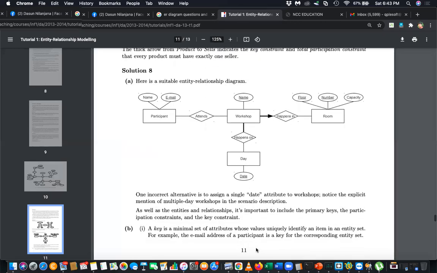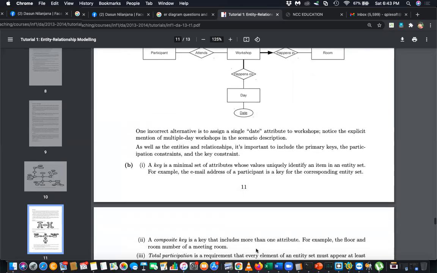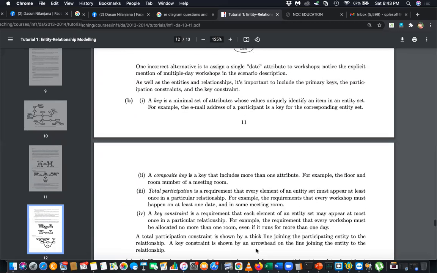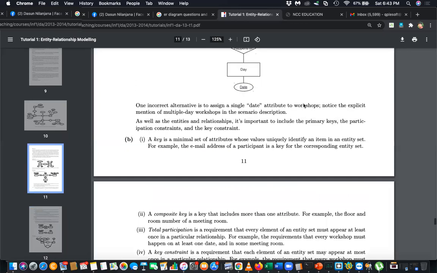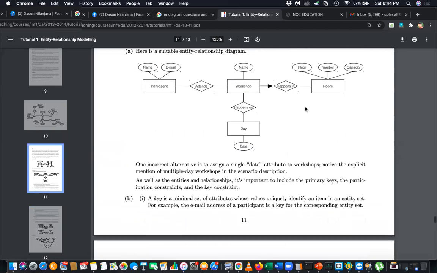Right, then about the theoretical part. It's asking about the key. You can mention why one incorrect alternative is to assign a date attribute to workshop. Notice it explicitly mentions multiple day workshops in the scenario. So this is what I said. So you can mention a date attribute to workshop.